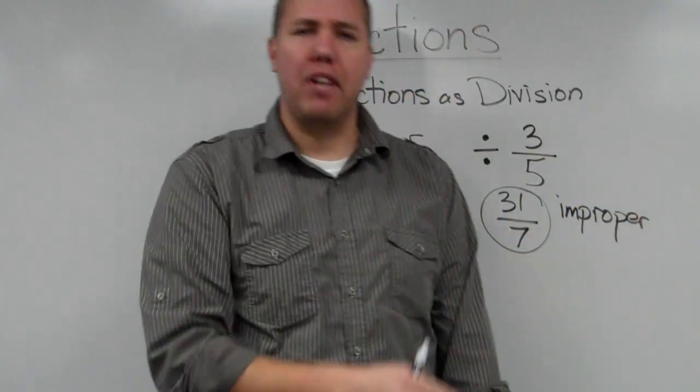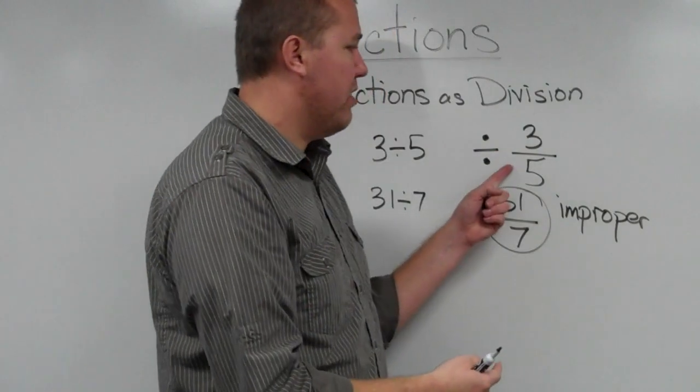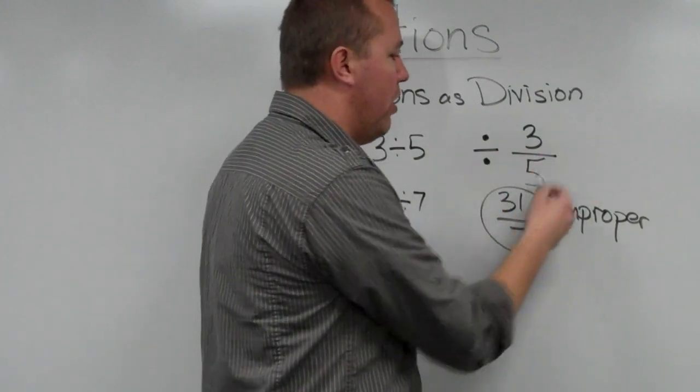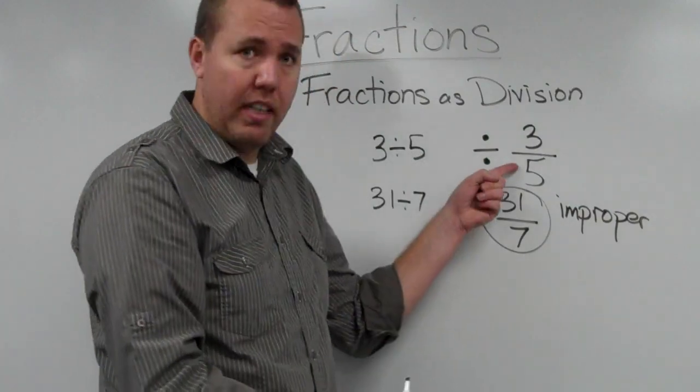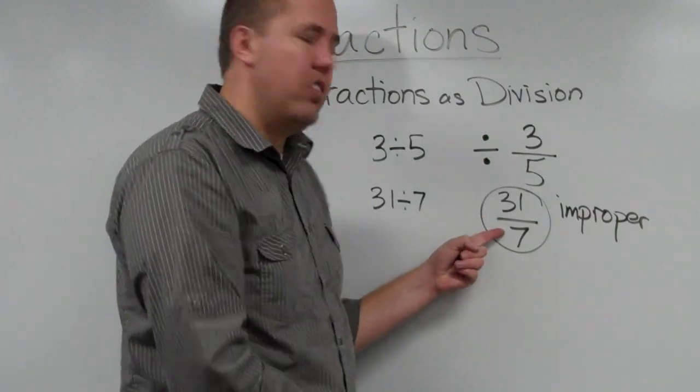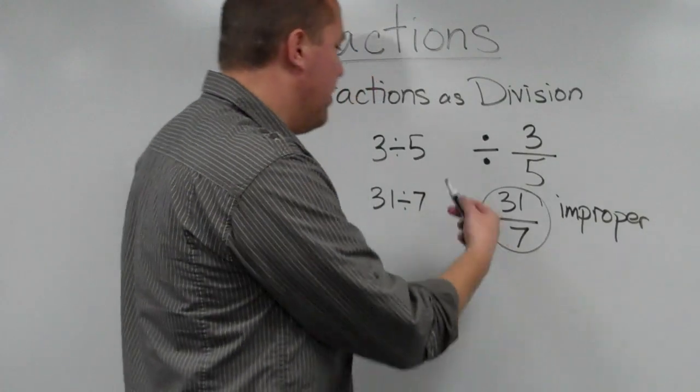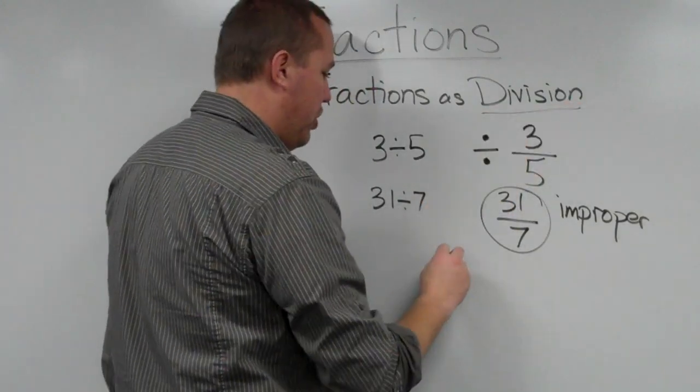3/5, that's a fraction that we like because it's less than 1. The numerator is smaller than the denominator. Proper fraction, happy fraction. We like those kinds of fractions. Improper fractions, we've got to do something with that. So, we do some division.